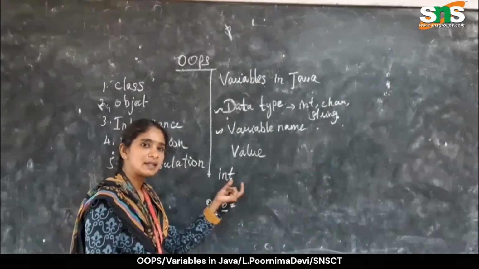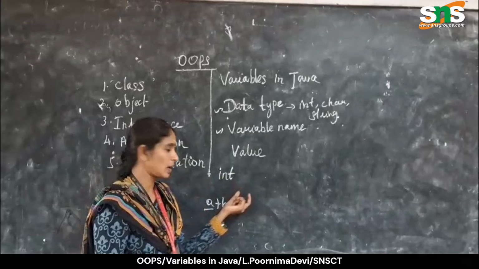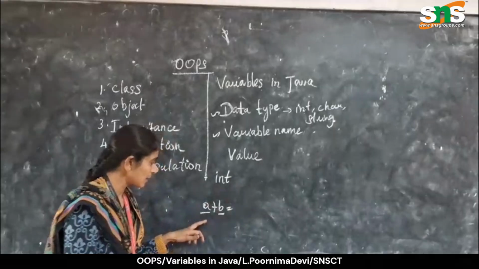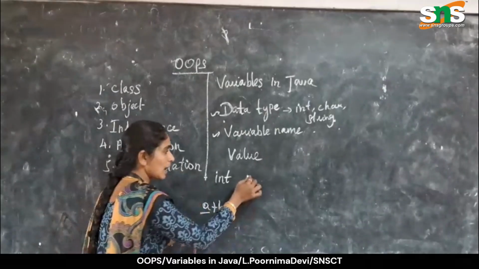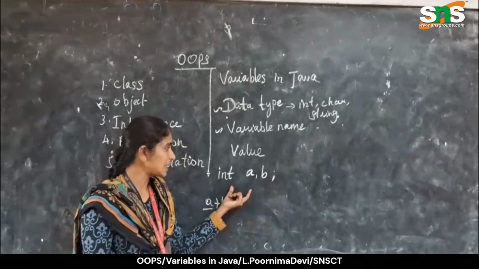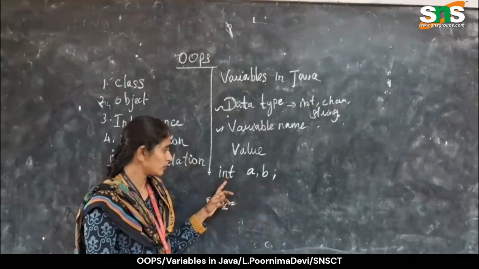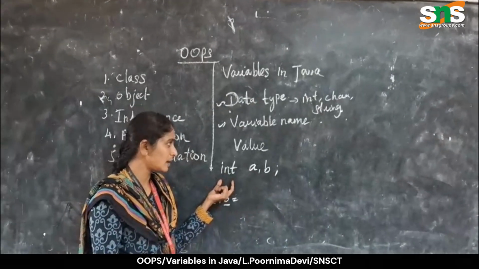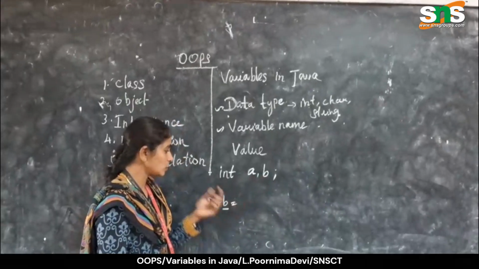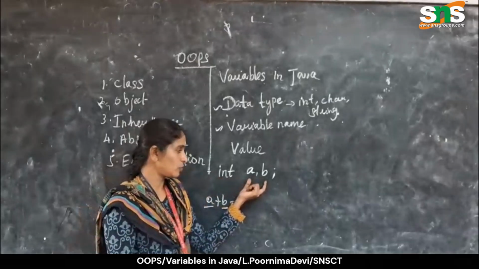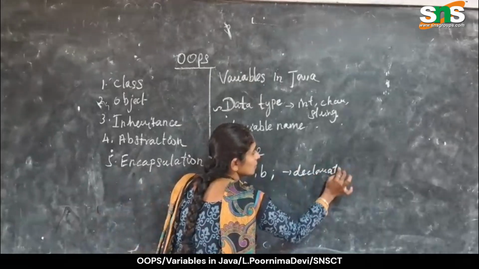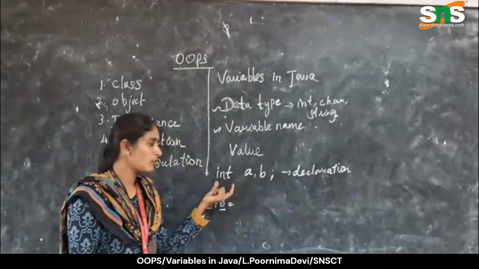So I have to declare the variables inside my program. I have used the data type integer, and my variable names are a and b, so I write int a, b. This is the declaration of our variable names. We use integer as the data type, and a and b are the variable names. These two variables are declared.